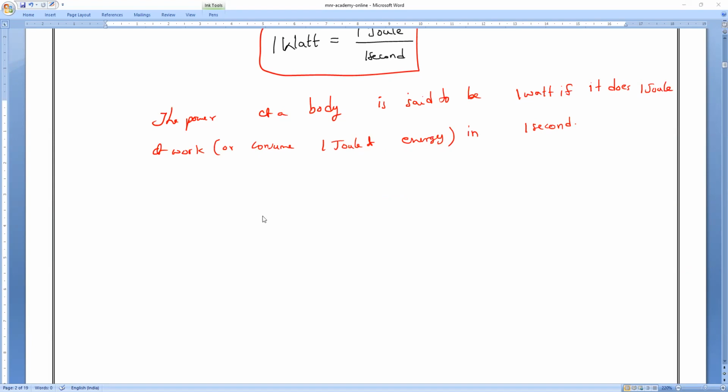Now, bigger units. If I take bigger units, 1 kilowatt is equal to 1000 watts. Note it, everybody. 1000 means we can write 10 power 3 watts. So simply I will write 1 kilowatt, small k capital W, is equal to 10 power 3 watts. Next, 1 megawatt.